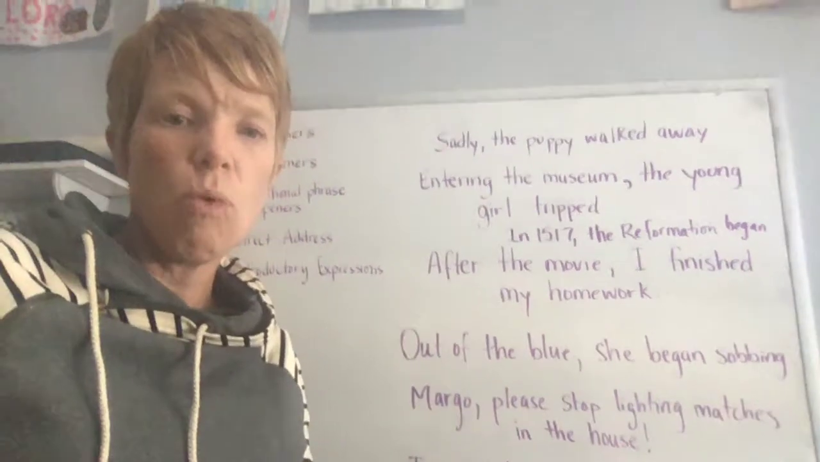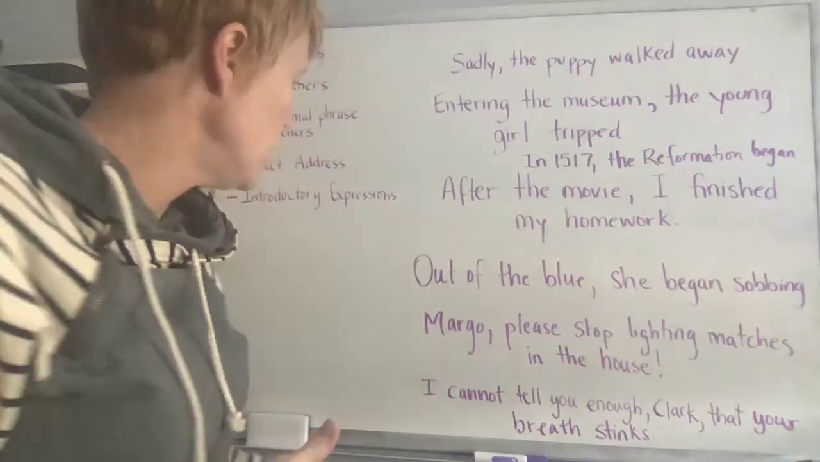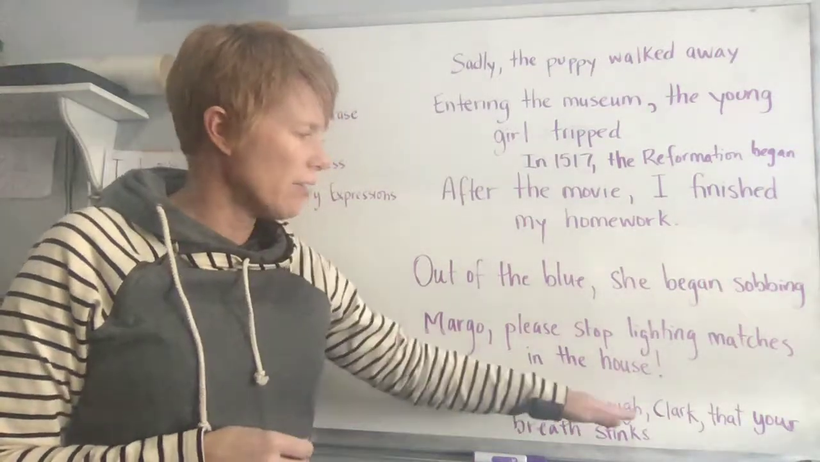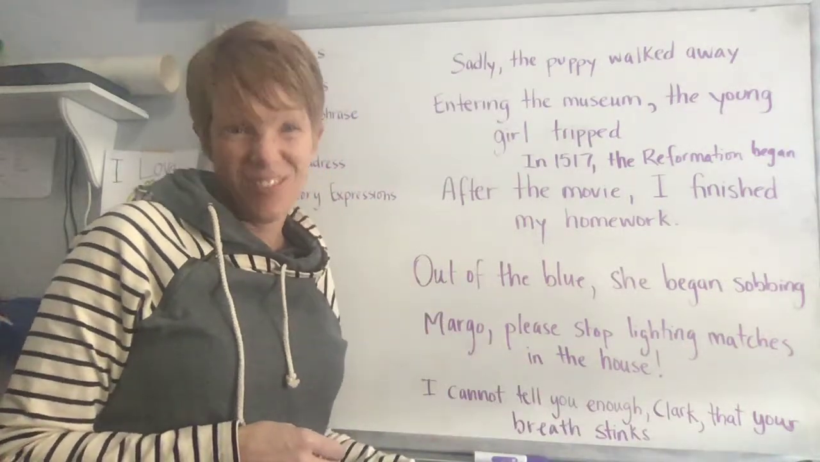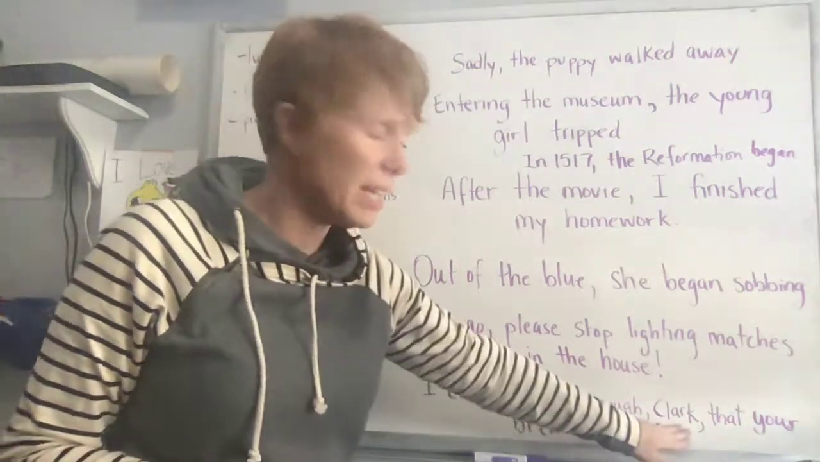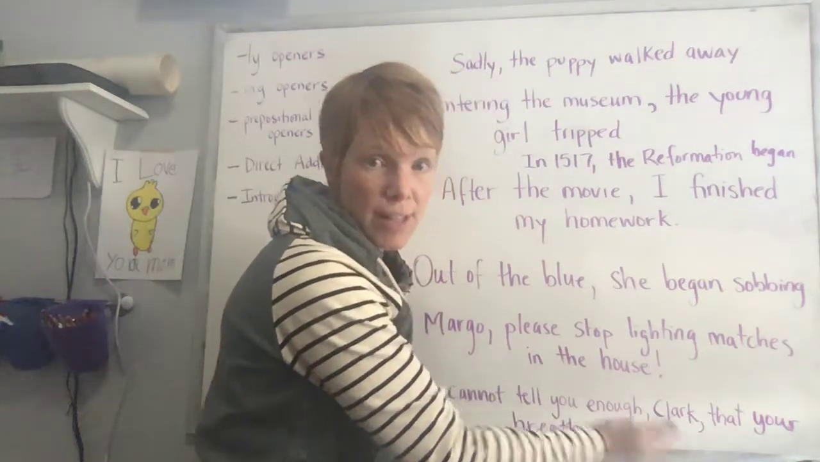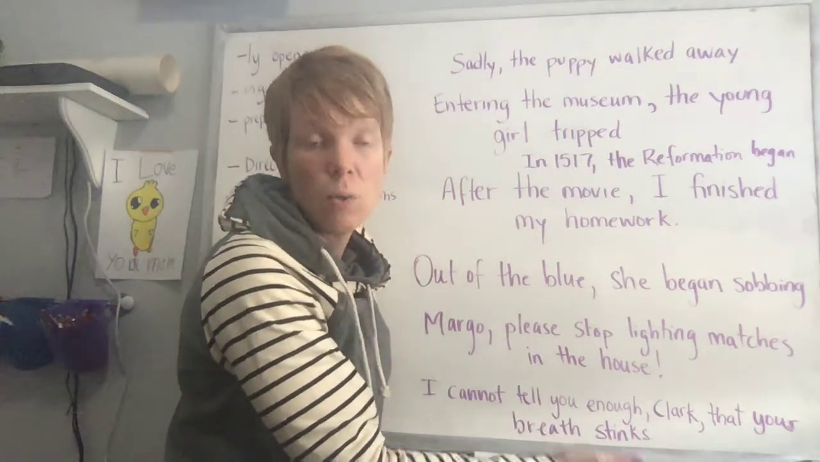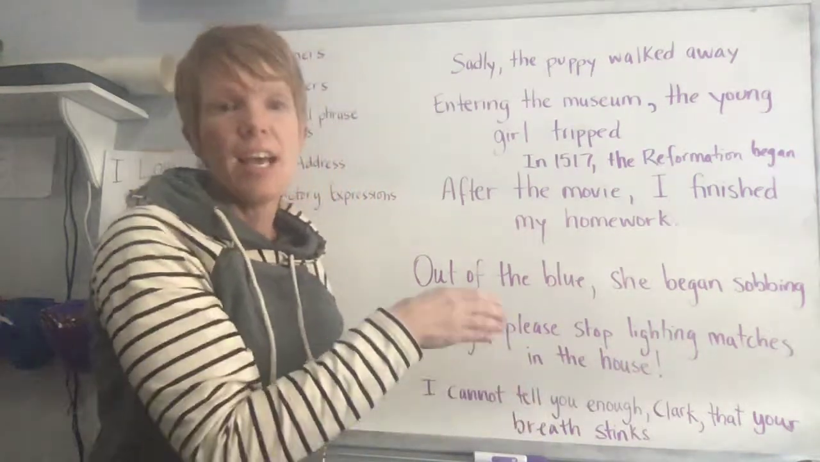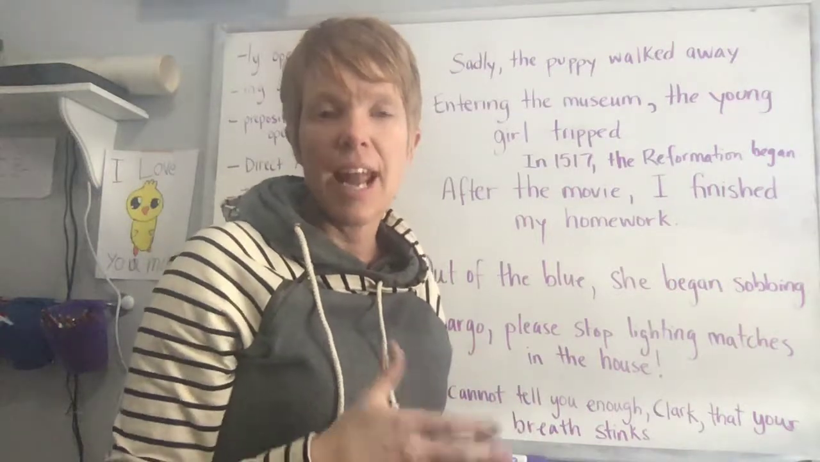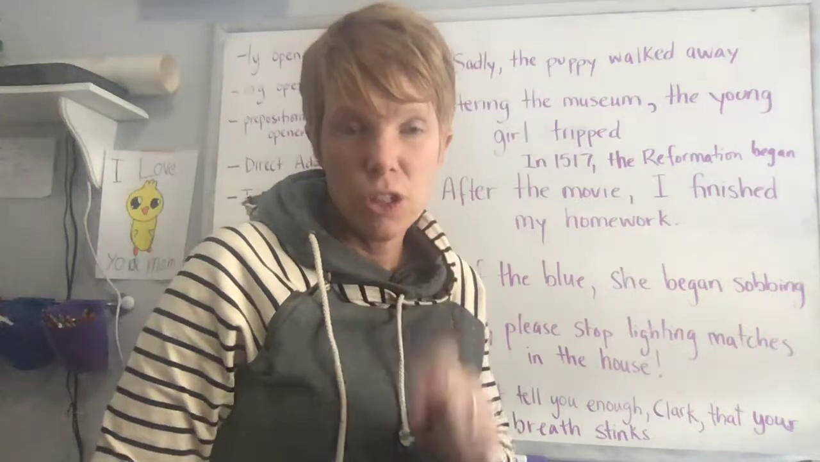Okay, and then I have one more where it's not actually an introductory phrase, but it is still I'm speaking to someone. I cannot tell you enough, comma, Clark, comma, that your breath stinks. You like that one? So obviously I'm speaking to Clark, and I separate his name, which is a direct address, on both sides with commas. Okay, so beginning of the sentence, end of the sentence, middle of the sentence, it doesn't matter where the person's name is. It has to be set off with commas if you're speaking directly to them.